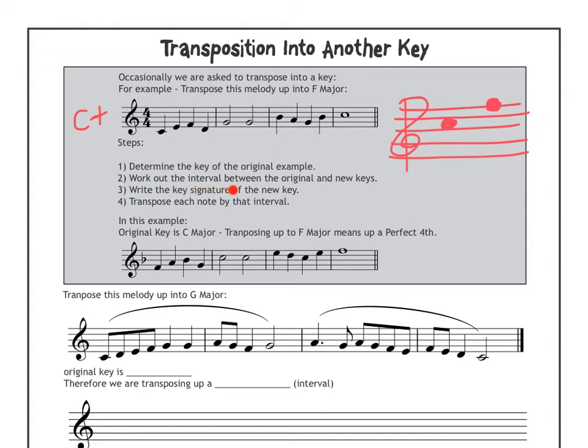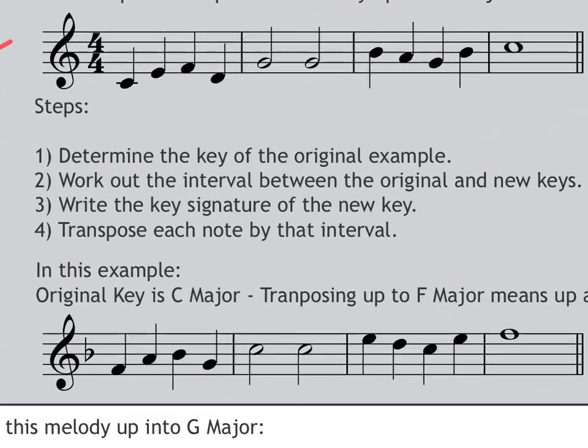Fine. Write the key signature of the new key. Well, here we're doing it. The key signature of F major is the 1 B flat, and transpose each note by that interval. What interval was this? This is the interval of a fourth. Okay, so all our music has to go up exactly a fourth.